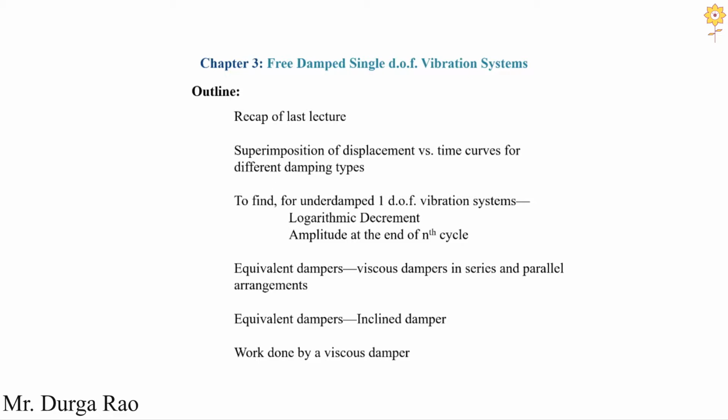Then to find, for underdamped 1 degree of freedom vibration systems, the logarithmic decrement, and how to find logarithmic decrement when we are given the amplitude at the end of the nth cycle. Then we see the concept of equivalent dampers. In that we have viscous dampers in series and parallel arrangements and also inclined damper. And lastly we see the work done by a viscous damper.